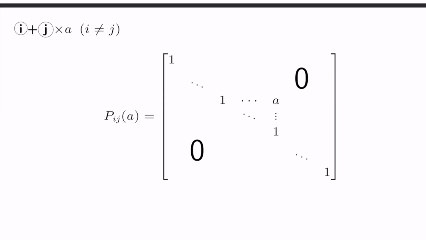And lastly, consider this elementary row operation, that is adding to the ith row the jth row times a. This elementary matrix is denoted by Pij of a. And it is almost the same as the identity matrix except for this element, which is the ij element of the matrix. Instead of 0, we have a here. This is this a. So if we multiply this matrix from the left, then we have this elementary row operation.